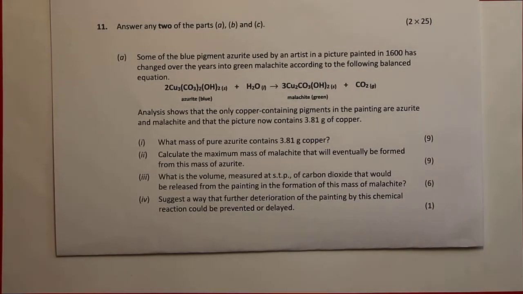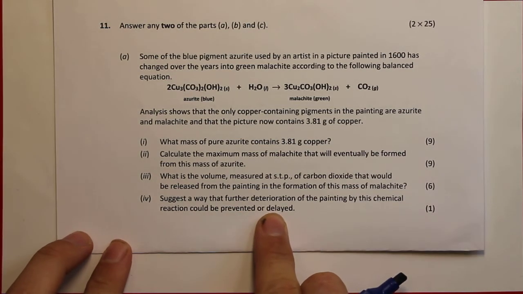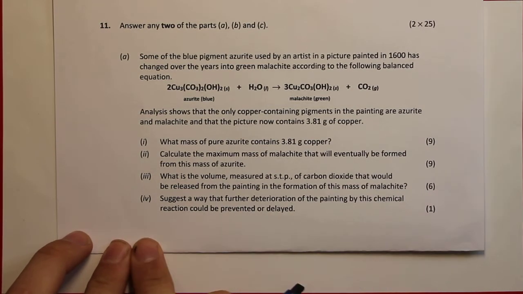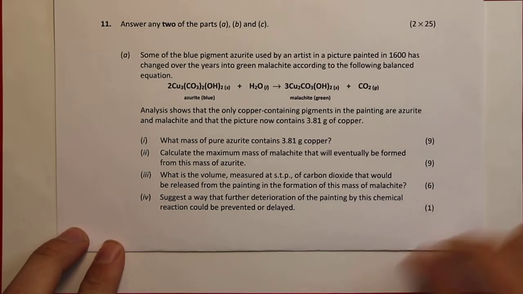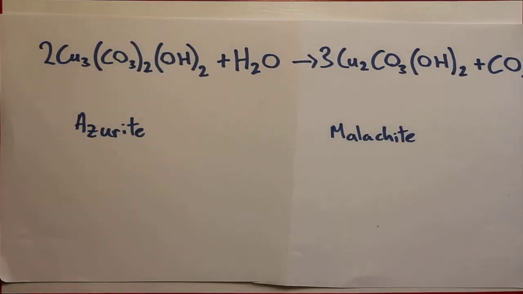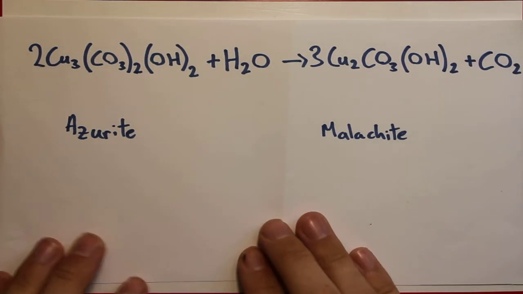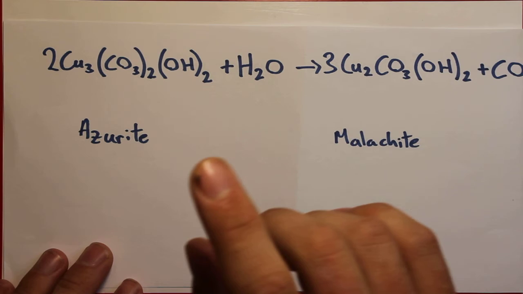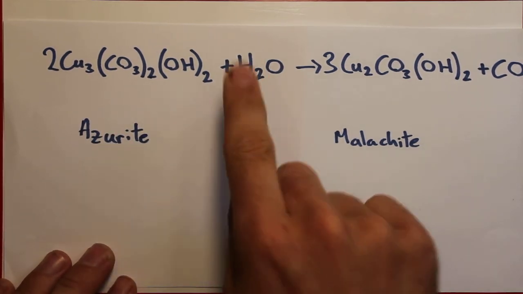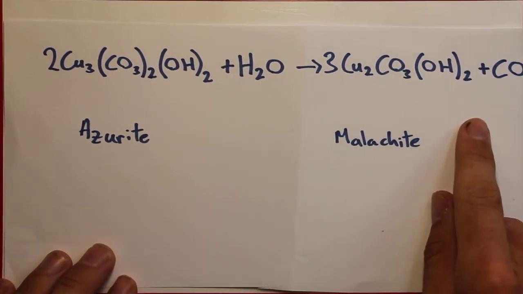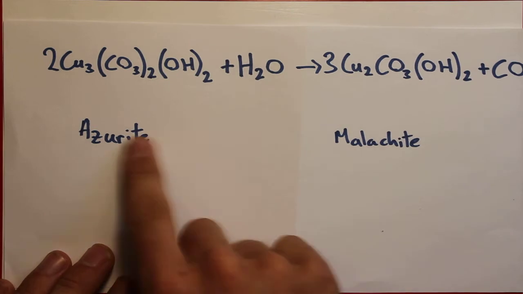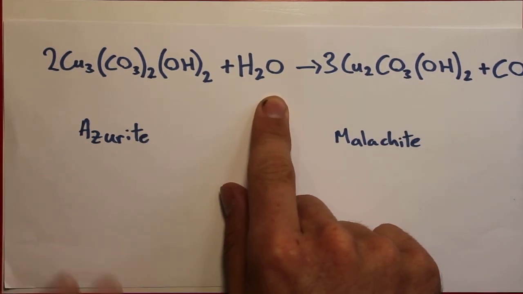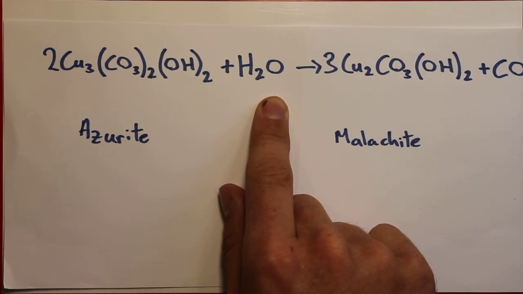Now the final question is, we are to suggest a way that further deterioration of the painting by this chemical reaction could be prevented or delayed. And they're giving us a whole 1 mark for this question. They're very generous. Well, this is something that you're not expected to know off by heart. This is something that you're expected to be able to interpret from your balanced chemical equation here. And we can see that we have our azurite and we have to add water to the azurite to get our malachite. So if we keep our painting away from water, it's going to delay the deterioration of our painting.